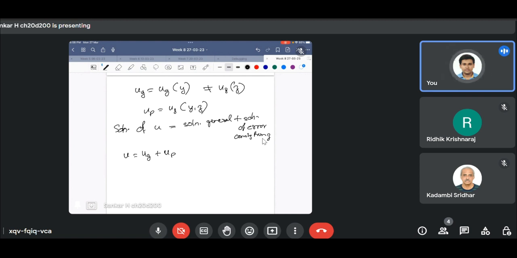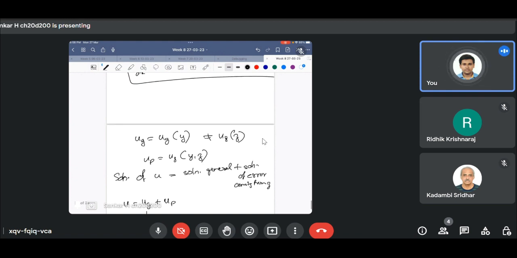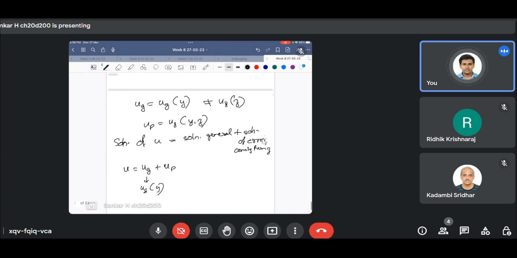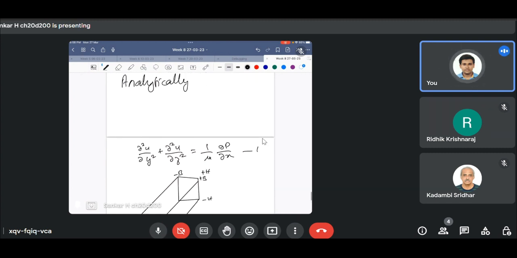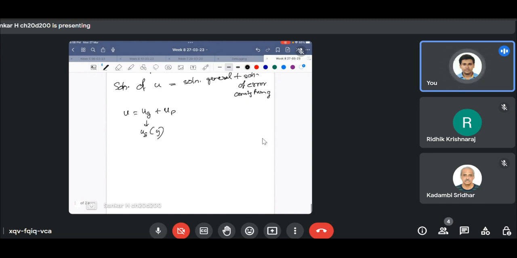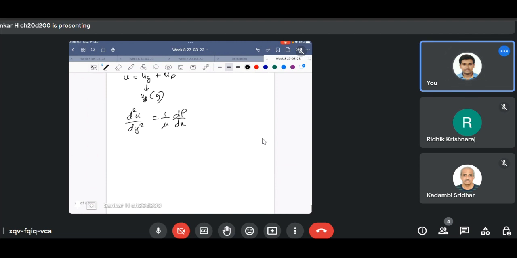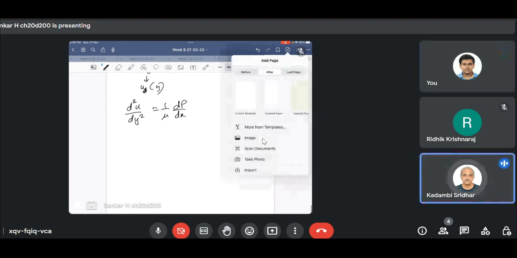And as I said before, ug is just a function of y and not a function of z. So therefore we can rewrite, let me call this equation 1. I can rewrite equation 1 for ug, or the general solution. Since this is only a function of y, we can write d square u by dy square is equal to 1 by mu dp by dx. Are there any questions here? Yeah, it is equal to a constant.